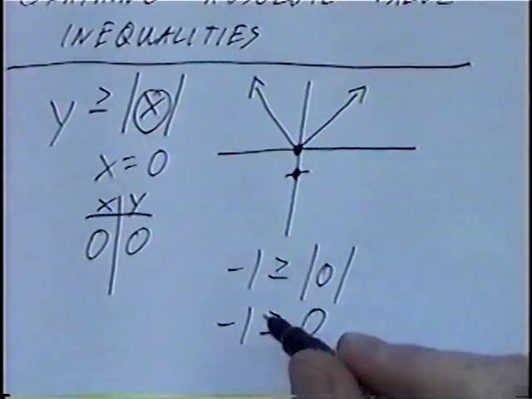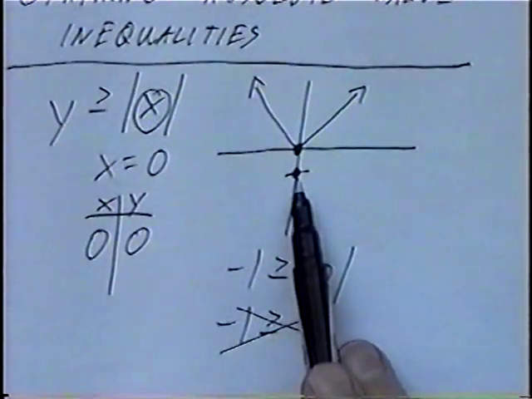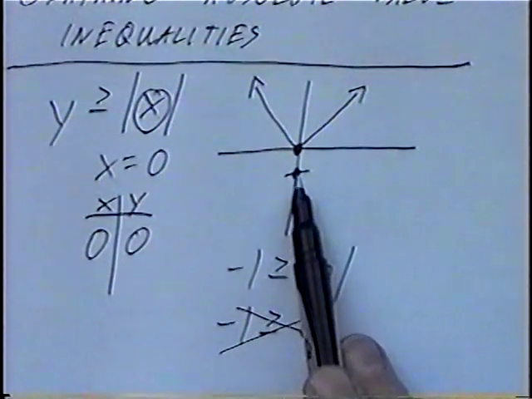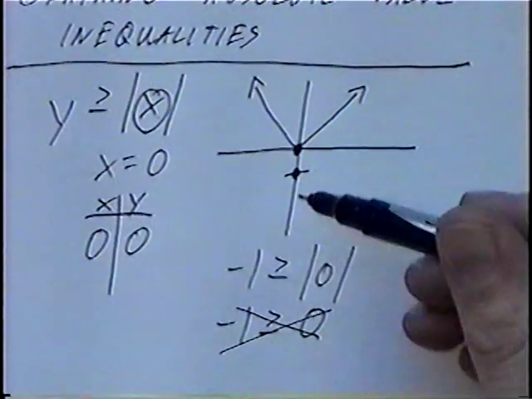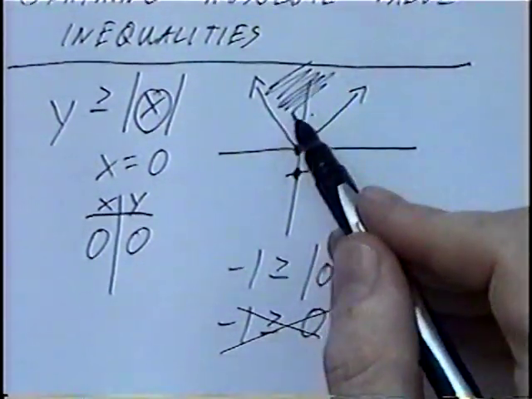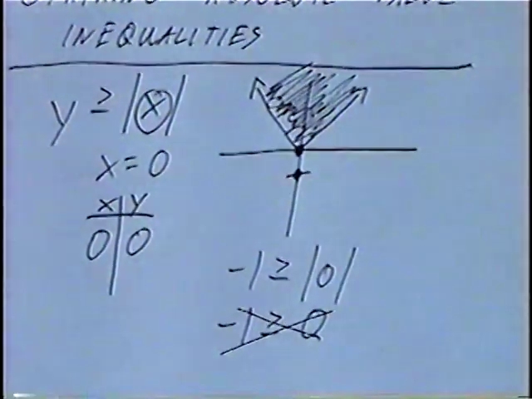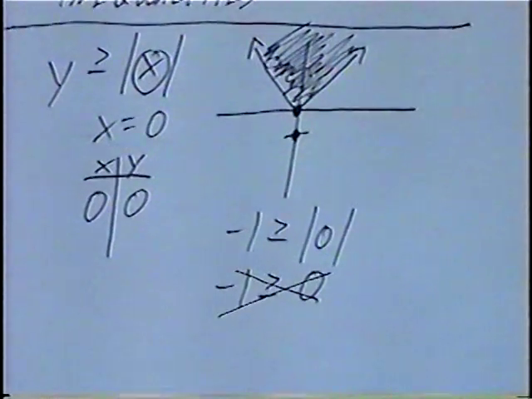Negative 1 is not greater than or equal to 0. So again, the point we used, negative 1, 0, does not work for the graph, which means we're not going to shade that point, but instead we'll go to the opposite or inside the graph, and we'll shade inside the absolute value. And that would be the graph for the inequality.